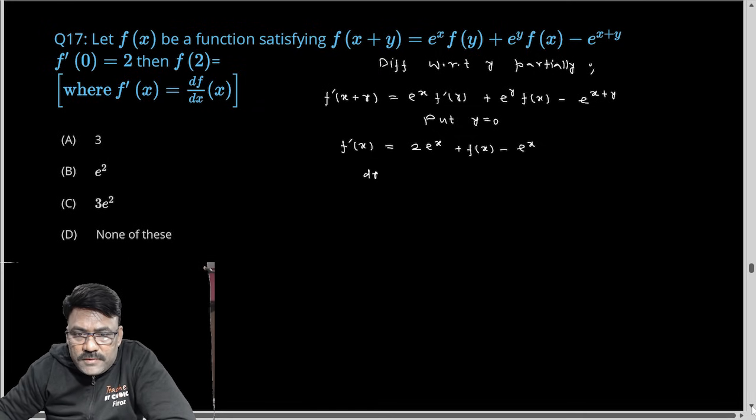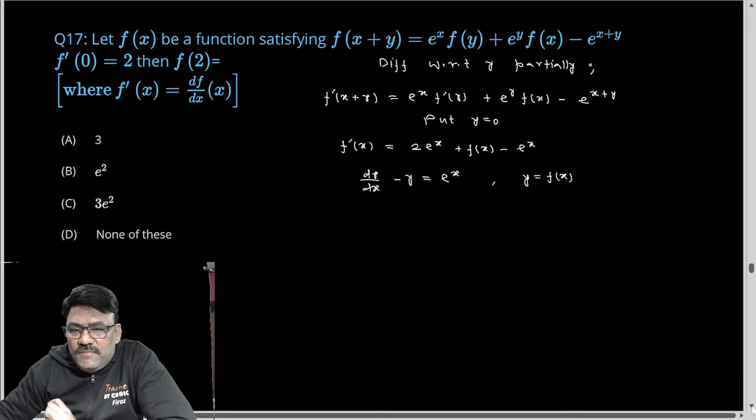dy by dx minus y is equal to e raised to x. If I take y as f(x), f(x) is y, so f dash x is dy by dx. Its integrating factor is what? E raised to minus dx, so e raised to minus x.